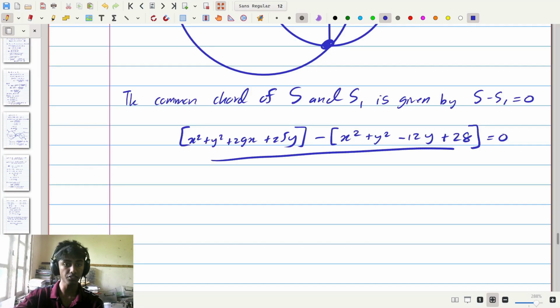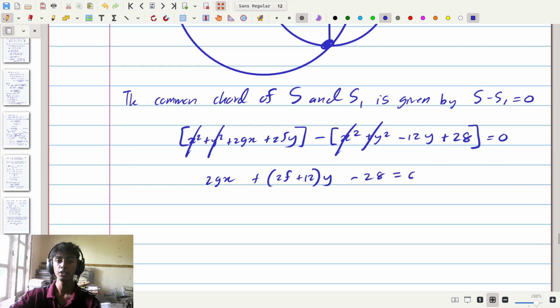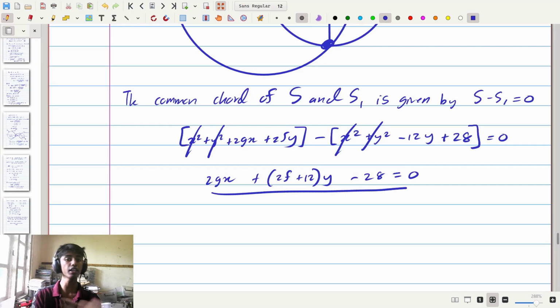Now simplifying this, we can see we can cancel this x squared and y squared for this x squared and y squared, and from the rest we can see we have 2gx, a 2fy, and a minus 12y times minus 1, which is plus 12y, which if we factor out the y, we're going to get plus 2f plus 12 times y, and then we're going to finally have minus 28 equals 0. So this is the equation for the common chord of the circle S and the circle S1.